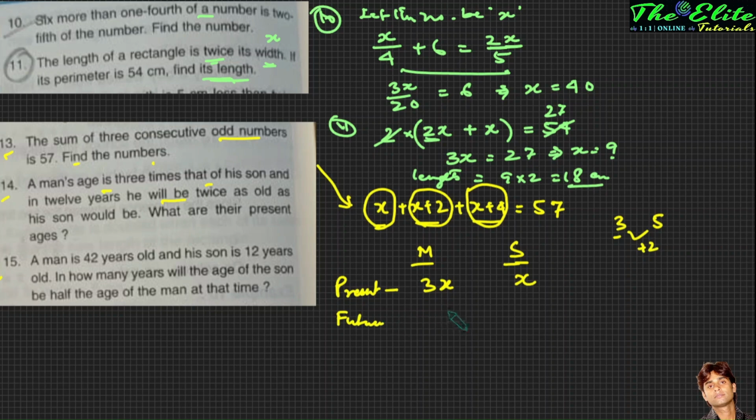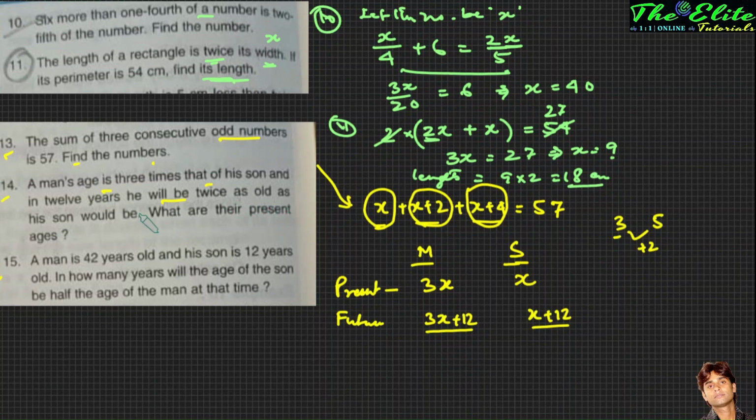Okay, in 12 years. So just think that in 12 years both of them will grow by 12 years. It means 12 years will be added to both of them. Like suppose you are 15 years now, and your father is maybe 50 years. You are 15, your father is 50. After 10 years, you will be 25 and father will be 60. Okay, like that is the situation.